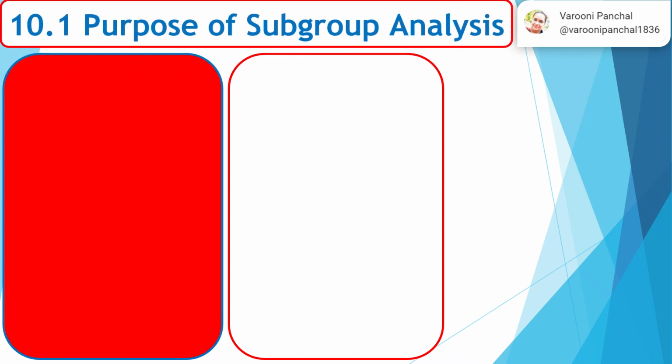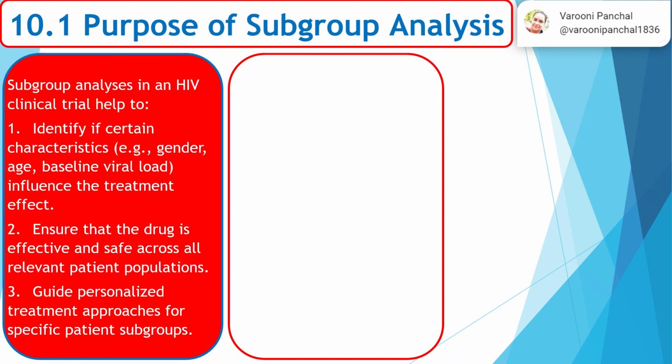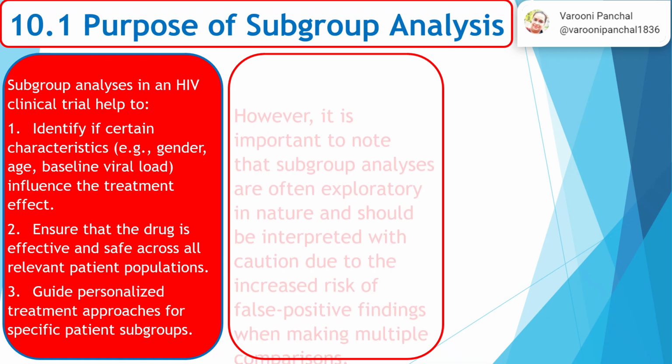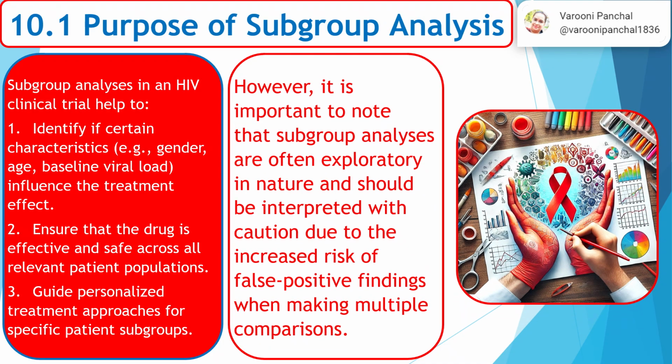Number 10.1. Purpose of subgroup analysis. Subgroup analyses in an HIV clinical trial help to: Number 1. Identify if certain characteristics, e.g., gender, age, baseline viral load, influence the treatment effect. Number 2. Ensure that the drug is effective and safe across all relevant patient populations. Number 3. Guide personalized treatment approaches for specific patient subgroups. However, it is important to note that subgroup analyses are often exploratory in nature and should be interpreted with caution due to the increased risk of false positive findings when making multiple comparisons.